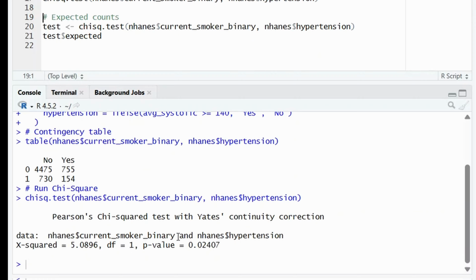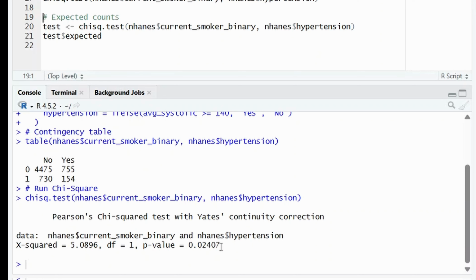Here are the key results. Chi-square statistic, 5.09, degrees of freedom, 1, and p-value 0.024. So what does this mean? The p-value tells us the probability of observing a difference this large or larger if there were truly no association between smoking and hypertension in the population.